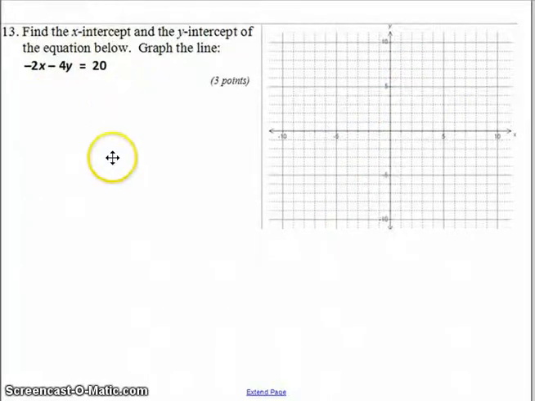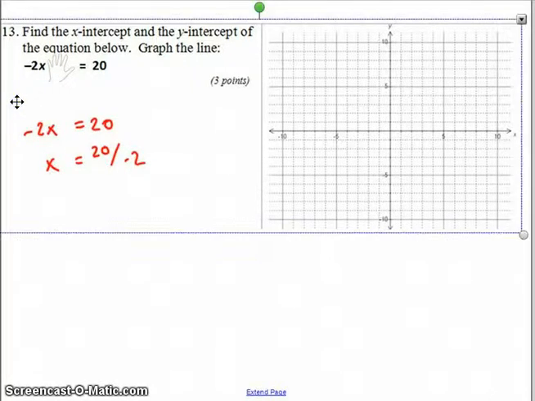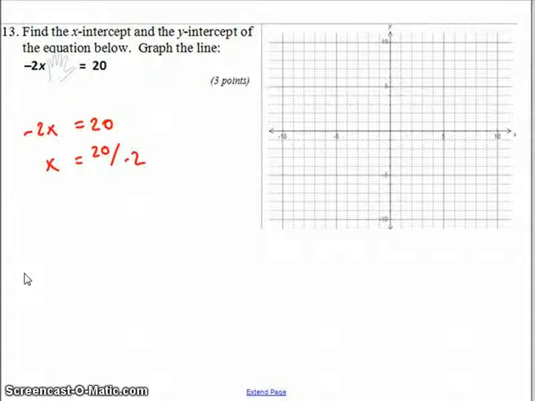The next question, 13, I'm supposed to find the x and the y intercept of the equation below. And then I'm supposed to graph that line. Well, again, I'm going to pull out the cover-up method. If I want to know what x is, it's going to be negative 2x equals 20. So I move that negative 2 over, and it becomes x equals 20 divided by negative 2, or in other words, x equals negative 10.